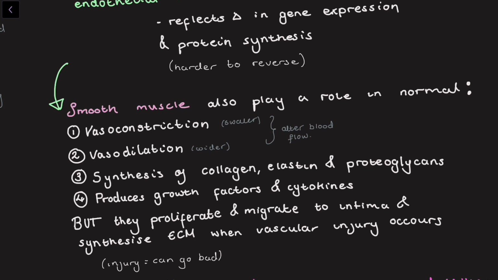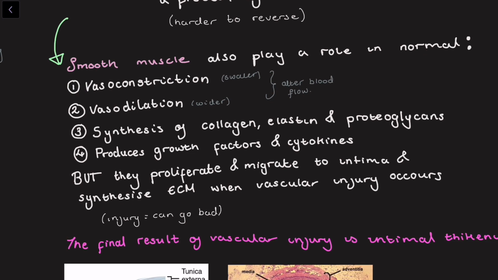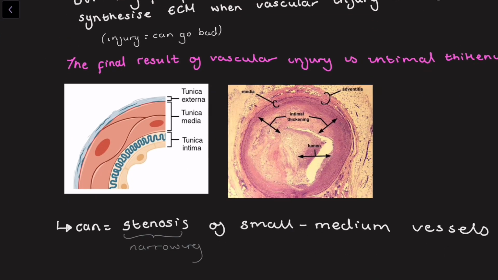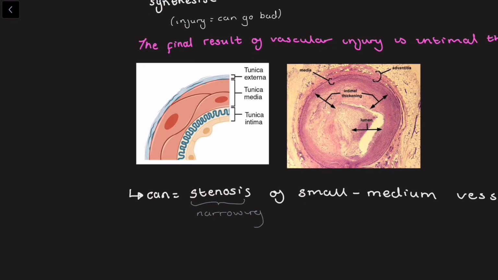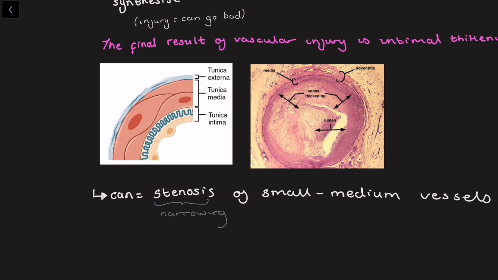But when vascular injury occurs, they can proliferate and migrate to the tunica intima, and they can sort of turn bad. So the overall result of vascular injury tends to be thickening of the wall, which can lead to stenosis or narrowing of smaller blood vessels, leading to a reduced blood flow.